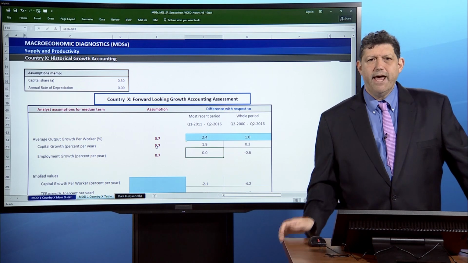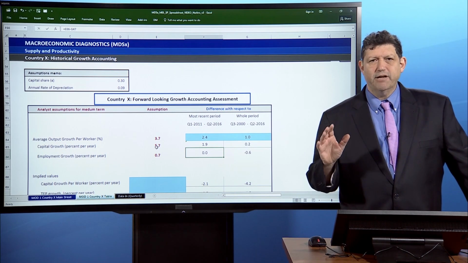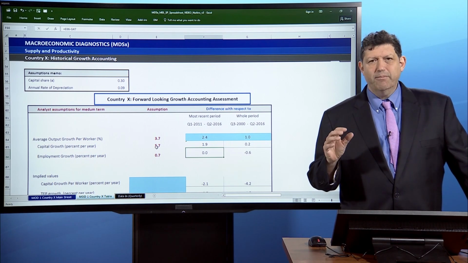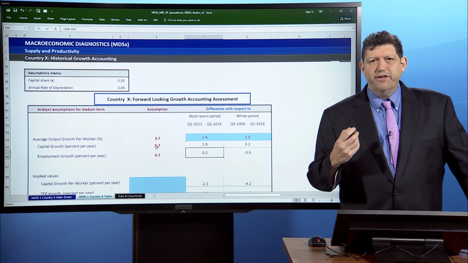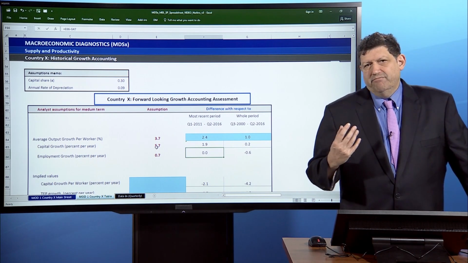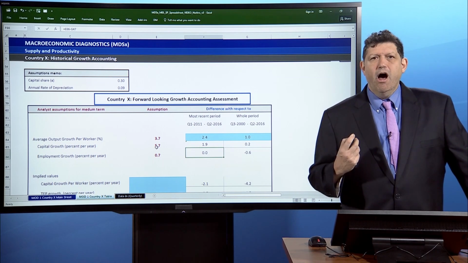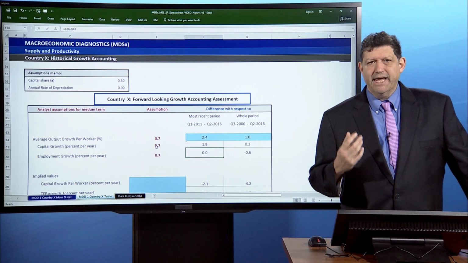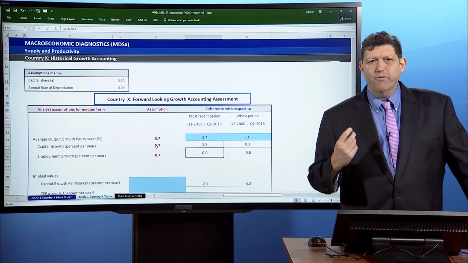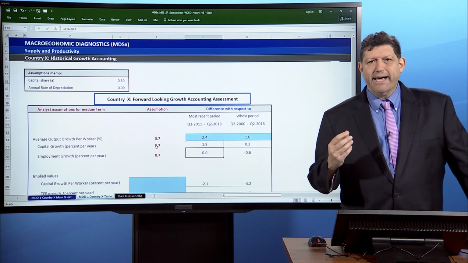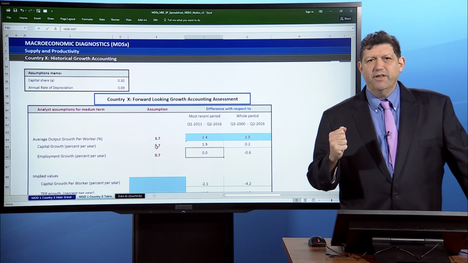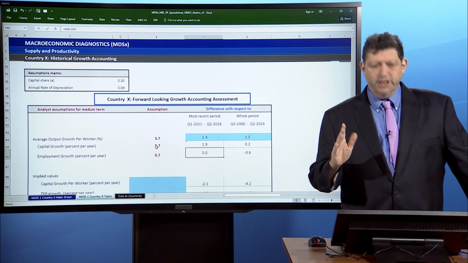But here's a question that we have to ask in order to understand their perspective even more. Even if their assumptions for capital and employment are on target, is there any way we can assess whether the overall growth rate is optimistic or pessimistic? Is our analyst being realistic? Is there any way that we might perform a reality check? Well, in order to do that kind of reality check, we can back out total factor productivity growth, just like we did for the historical numbers. So I'm going to do that right now.